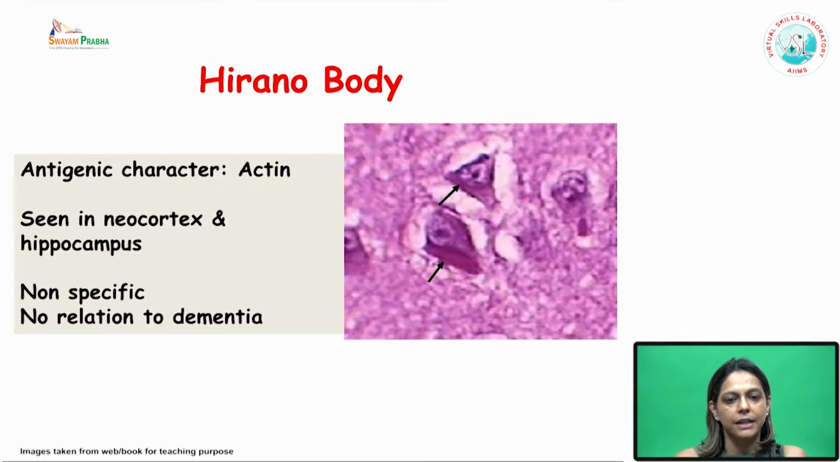Then only you can reach a correct diagnosis. Hirano bodies are again actin filaments. These are seen in the neocortex and hippocampus, and they are not specific to any disease. But it has been seen that these are more common in people who have dementia, although they have no relation to dementia, but the frequency of presence of Hirano bodies is more in demented patients.